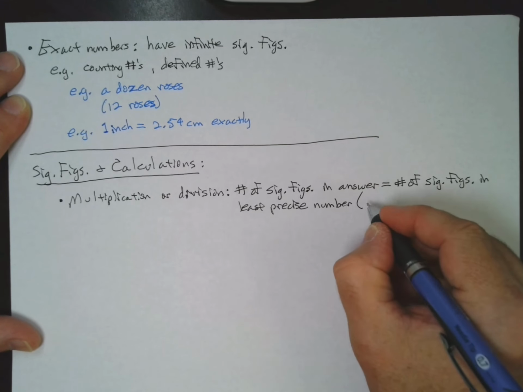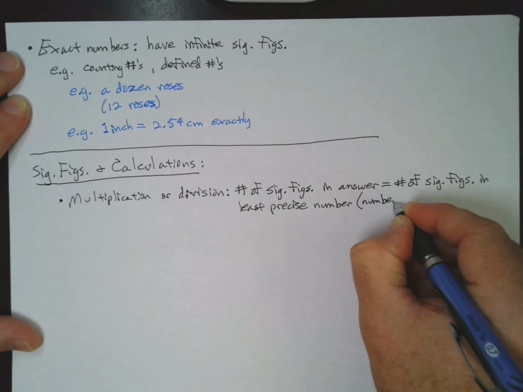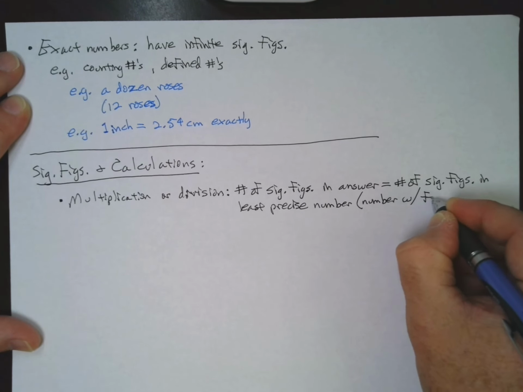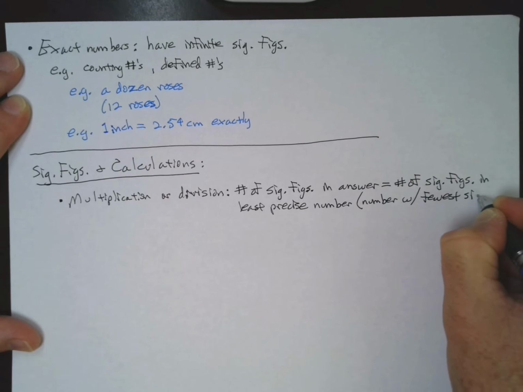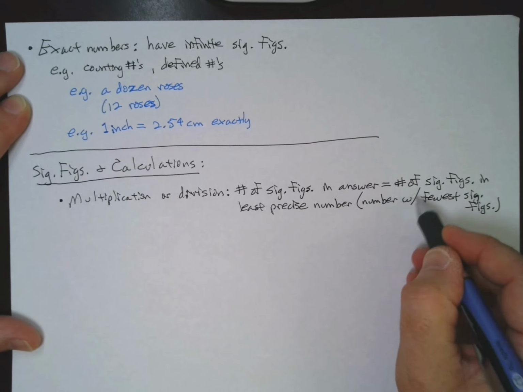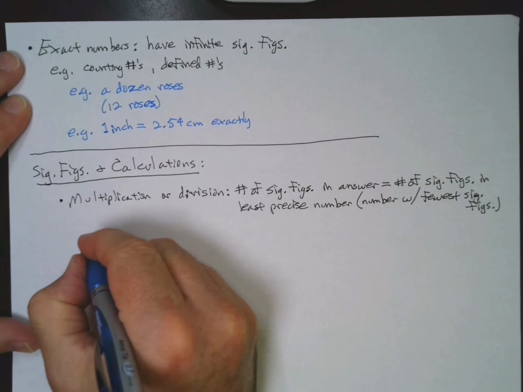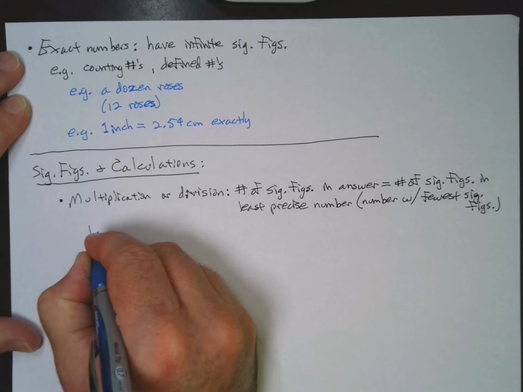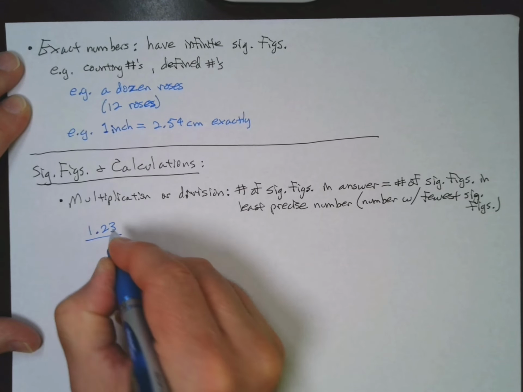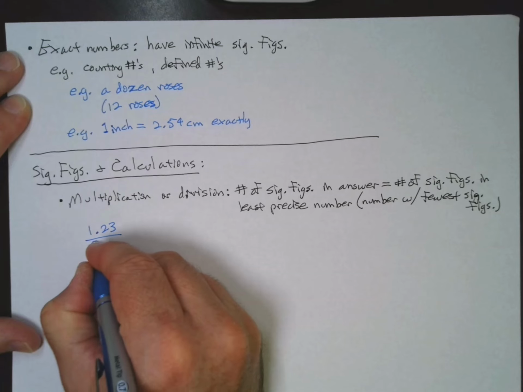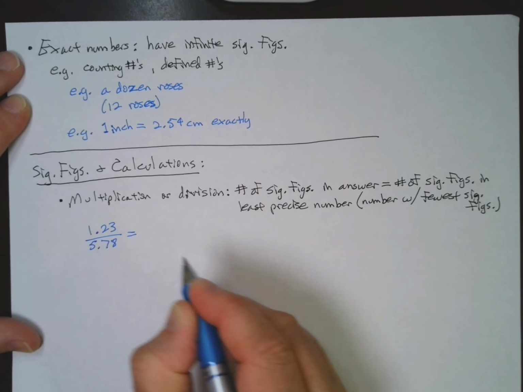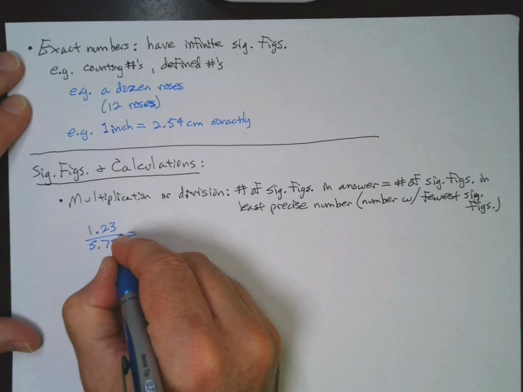Another way of saying that is the number with fewest sig figs. Here I'll use the w/ to indicate width. So an example here might be, let's see, 1.23 divided by 5.78, and let's do this a little different here. Let's do 1.23 divided by 5.781.